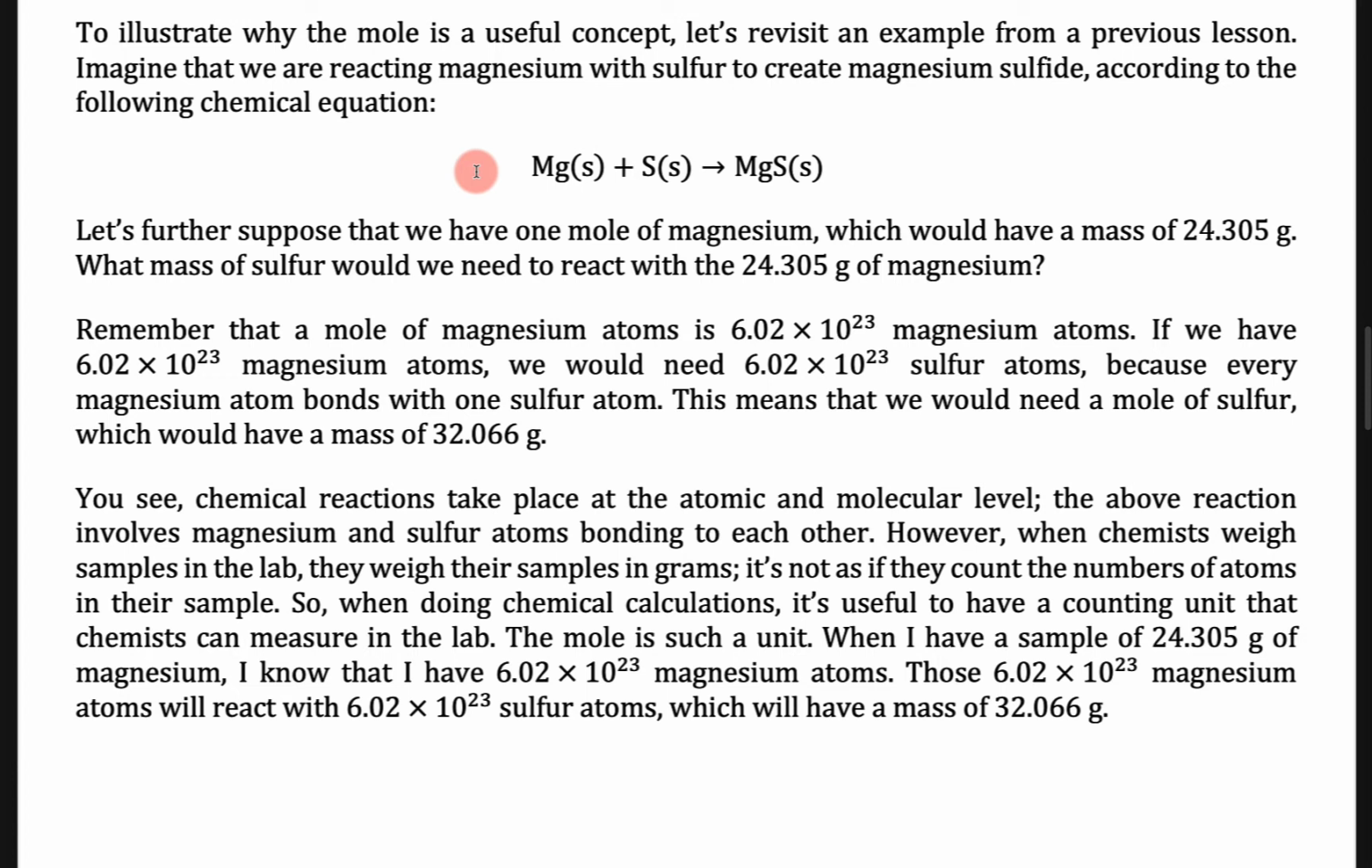So when I have a sample of 24.305 grams of magnesium, you know how many atoms of magnesium are in that amount. There are 602 hexillion atoms. And so those 602 hexillion magnesium atoms will react with 602 hexillion sulfur atoms, which we can know immediately have a mass of 32.066 grams.